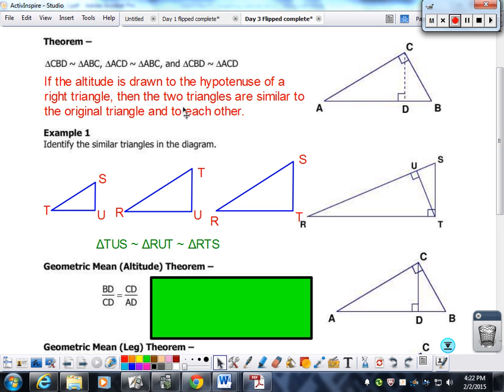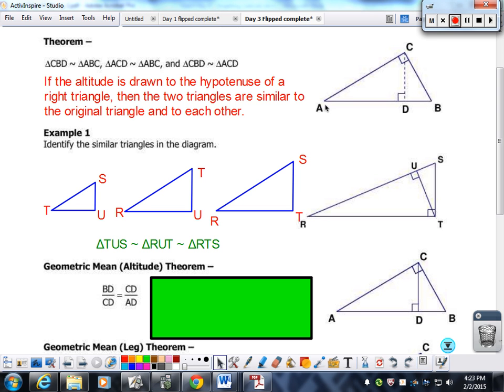There's a lot of stuff here, and you're going to have to stay along and make sure you listen, pay close attention. First, we're going to start out with a theorem that says if an altitude is drawn to the hypotenuse of a right triangle, then the two triangles are similar to the original triangle and each other. I know that sounds confusing. Here's a lovely picture to help us out.